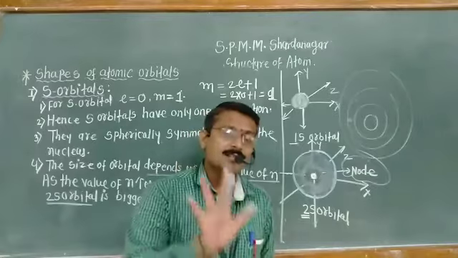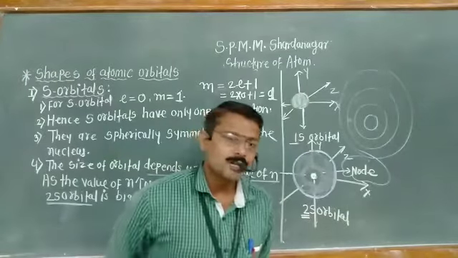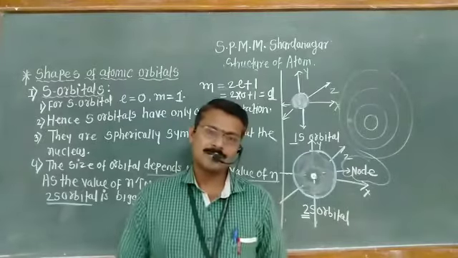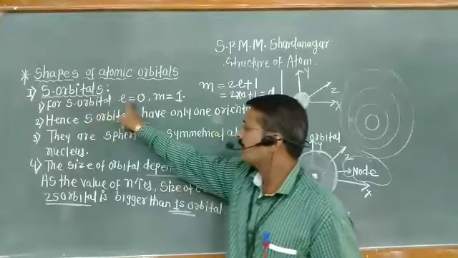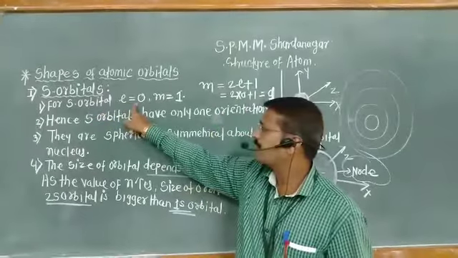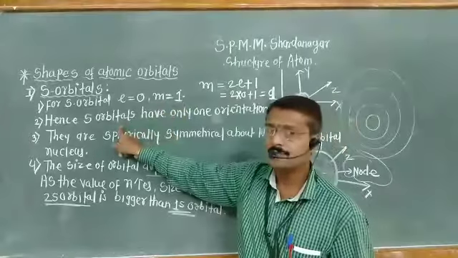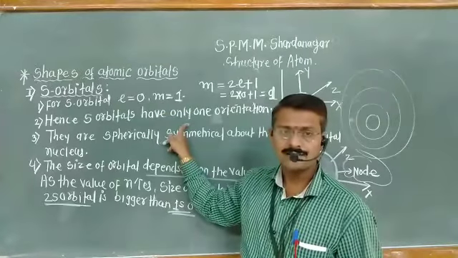These are the shapes of the s orbital. We have seen this shape for the s orbital. The s orbital, having azimuthal quantum number value l equal to 0 and magnetic quantum number value m equal to 0, is spherical in shape. It is symmetrical around the nucleus.